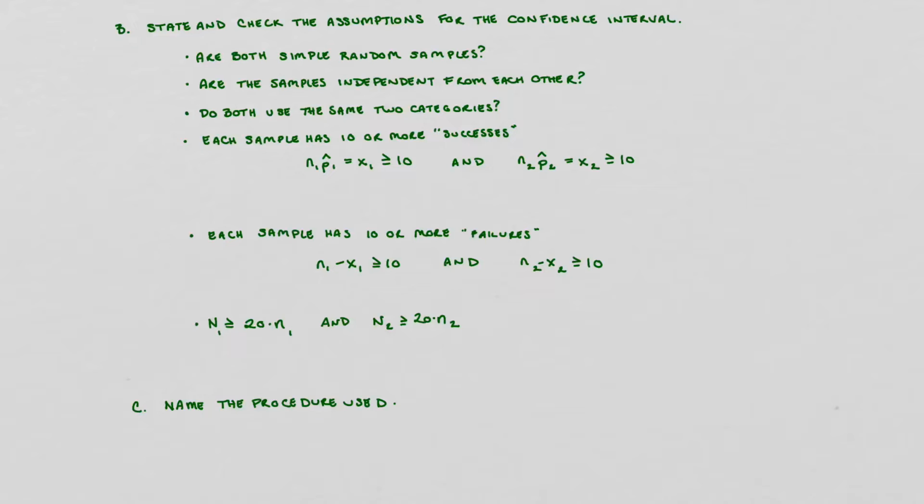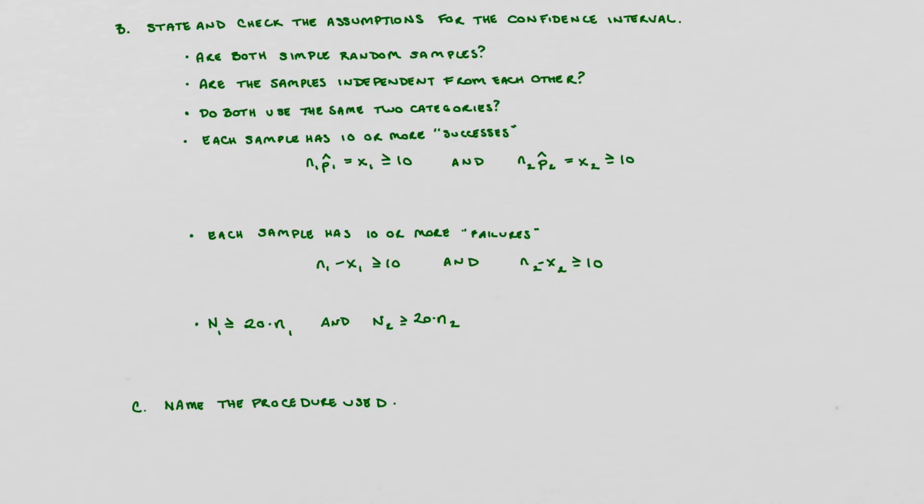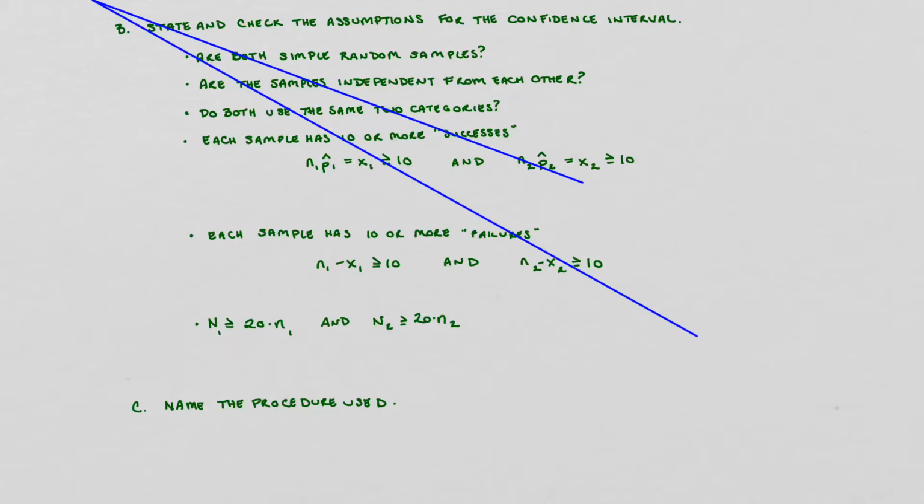Next, we're going to state and check the assumptions for the confidence interval. First, are both simple random samples? If we go back to the narrative, unfortunately, it doesn't state if these were randomly sampled. However, I'm going to assume that these researchers were doing everything on the up and up, and that would mean that they were doing simple random samples when they were selecting children in Pennsylvania and Utah. So I'm going to go ahead and give this a check mark.